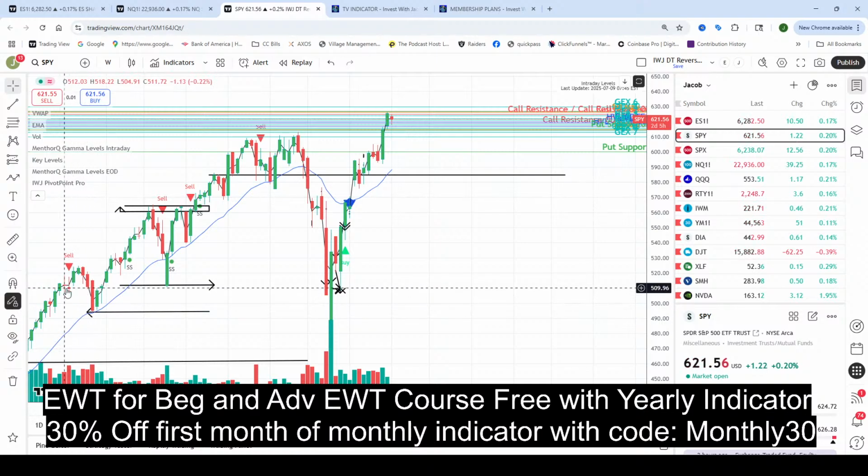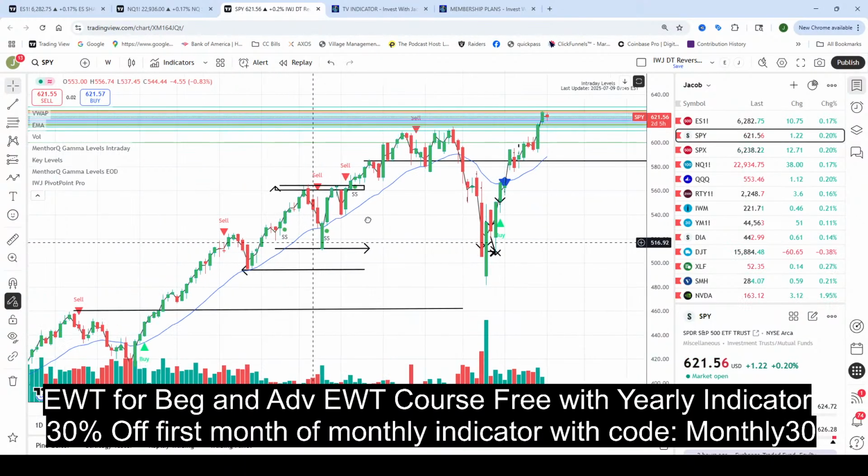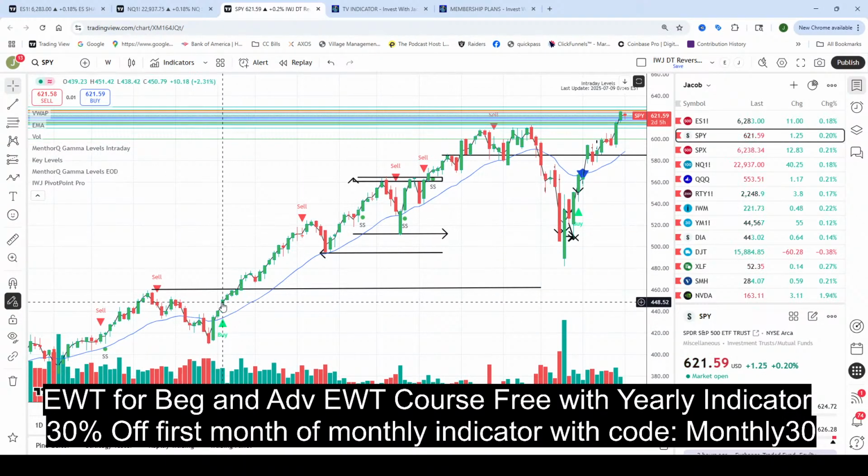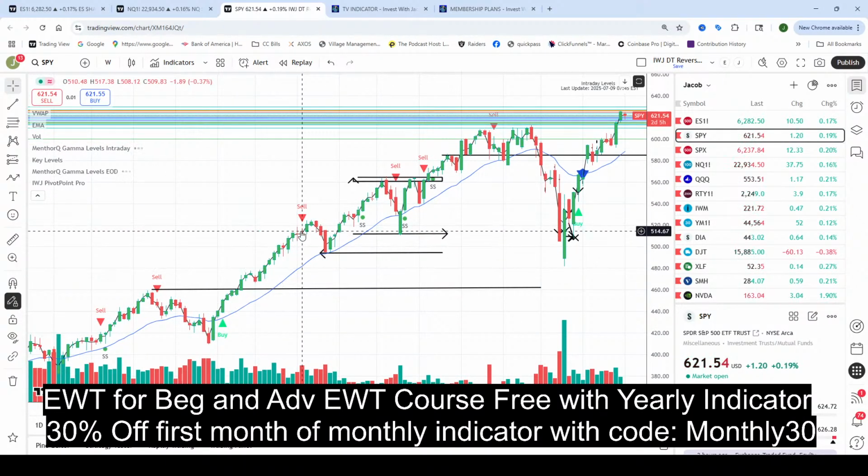So you got the sell at about 509. They ran it down to 494. And then this buy signal was a monster. You got in at 448. They ran it all the way up to 514.